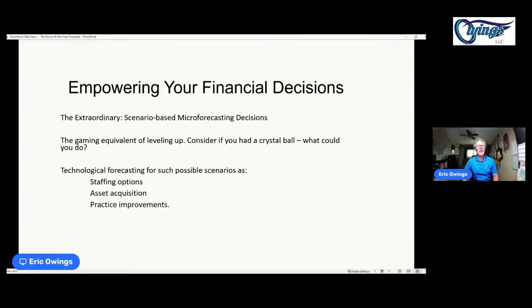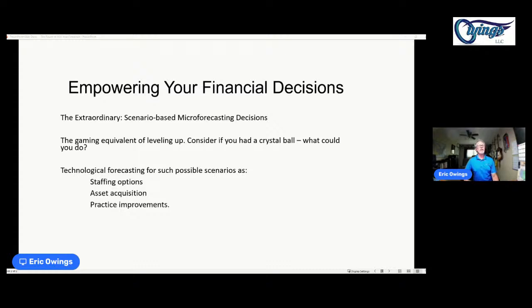What if you're able to plug in specific scenarios into advanced software and actually use a crystal ball and look into your future and see exactly what sort of possibilities are available to you before you ever actually pull the trigger on making the decisions?